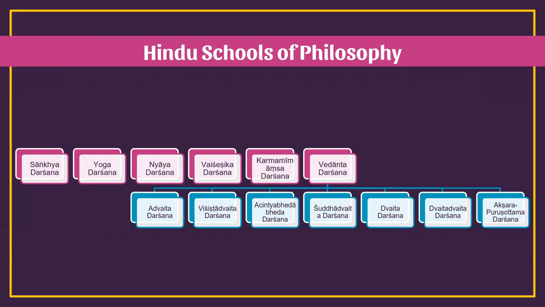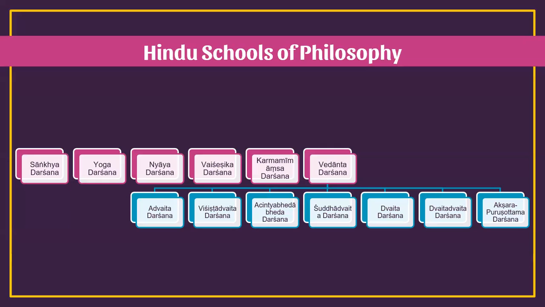Vedanta Darshan has 7 distinct traditions. In order for a Vedanta Darshan to be a distinct philosophy, a distinct darshanic tradition, there must be commentaries made on 3 key scriptures: the Upanishads, Brahma Sutras, and Shrimad Bhagavad Gita. Now, we will dive deeper into the Shad Darshans and these 7 Darshans in later episodes, but simply know that within Vedanta Darshan, there are 7 distinct Darshans: Advait, Vishishtadvait, Achintya Bhedabhed, Shuddhadvait, Dvait, Dvaitadvait, and Akshar-Purushottam Darshan. These are the 7 distinct darshans within Vedanta.